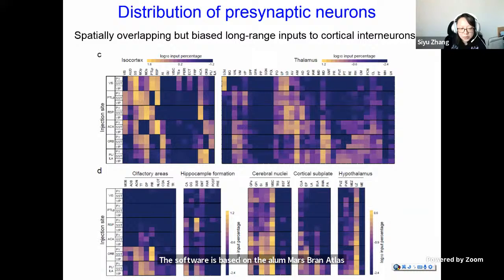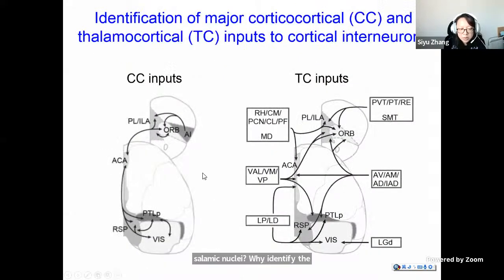After reconstructing more than 100 mouse brains, we generated this quantitative brain-wide input matrix for cortical interneurons. Each row contains the input percentage averaged from experiments in one target region, and columns show the input areas. Our labeled presynaptic neurons were found in multiple cortical and subcortical regions. The RV tracing has shown that the local interneurons share all the major long-range inputs with biased input percentage, and the most extensive inputs were from other cortical areas and thalamic nuclei. We identified the major CC and TC inputs to cortical interneurons. The left panel shows the major CC inputs with more than 2% input percentage for at least 1 interneuron type, and the right panel shows the major TC inputs with more than 0.5% input percentage.